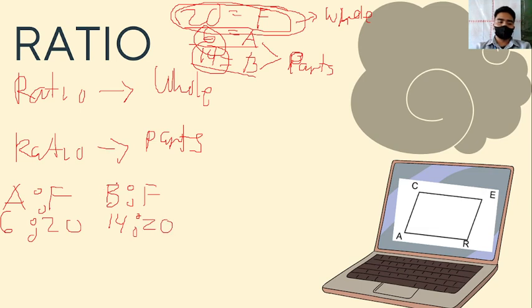So this is still a ratio of the whole. Why is it a ratio of the whole? Because you are comparing your parts with your whole.